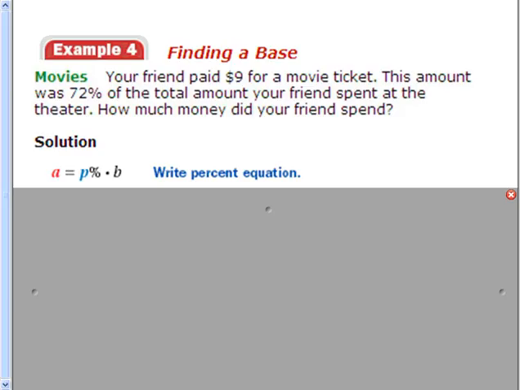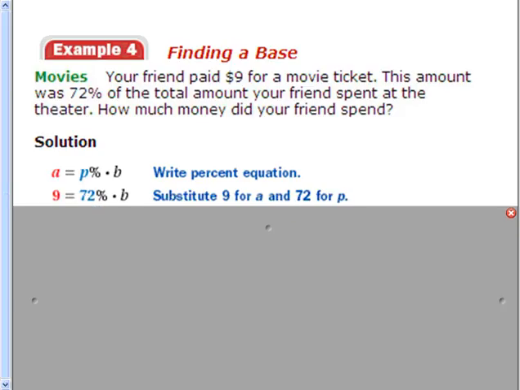A equals P percent times B. Substituting things in. Now, percent, they gave us 72%, so that's always easy to put into our equation. The $9, notice they're putting in for A this time. Let's think about how would you know that? Obviously, because this is example 4 and we're trying to find the base, we're going to find B. But what happens when all the problems get mixed together and you don't know that? Let's think about what they said in the problem that would help us to see that.